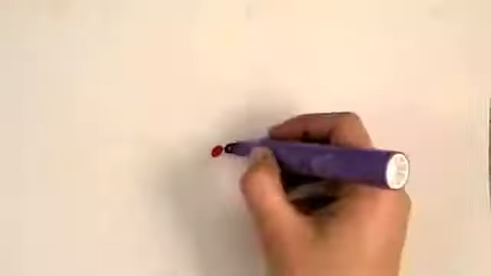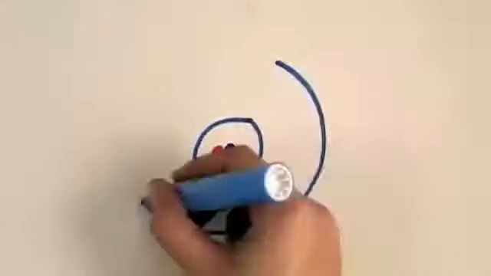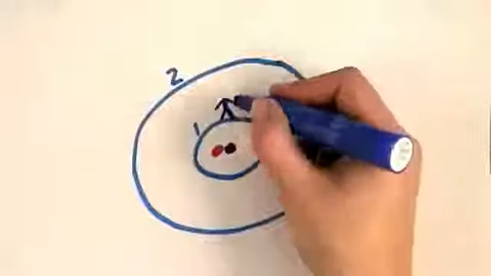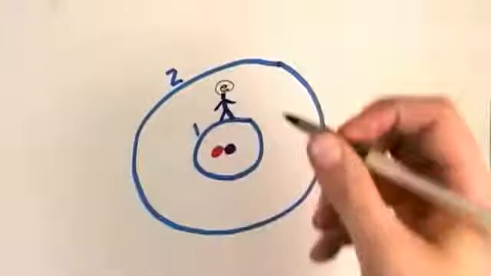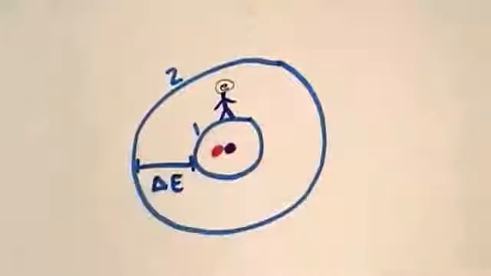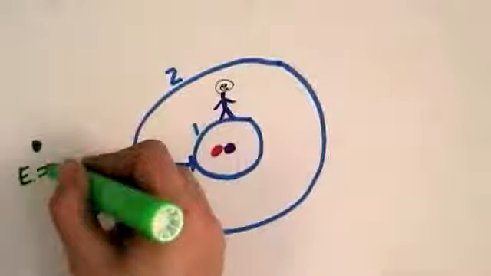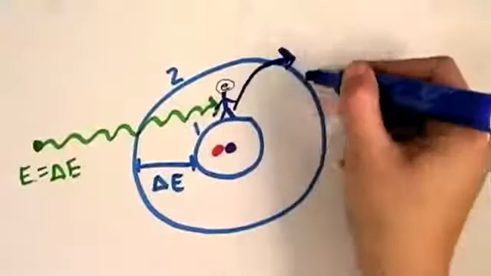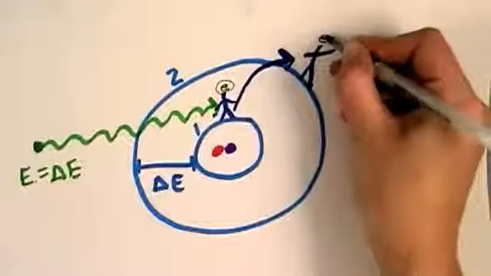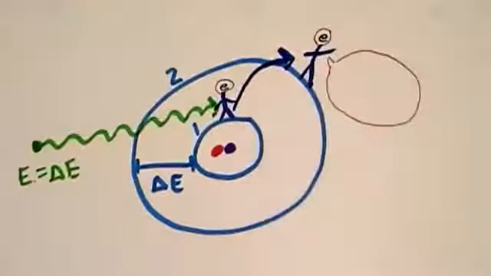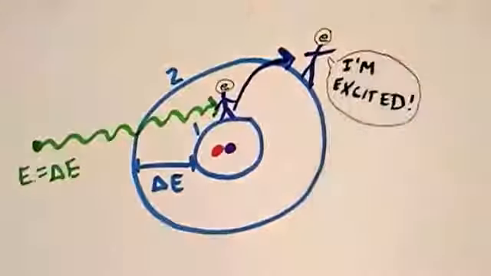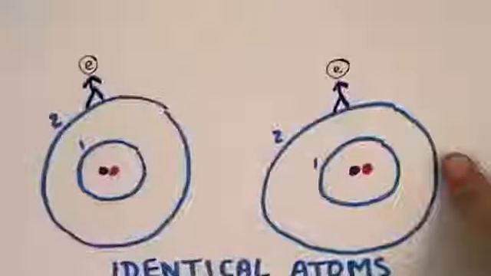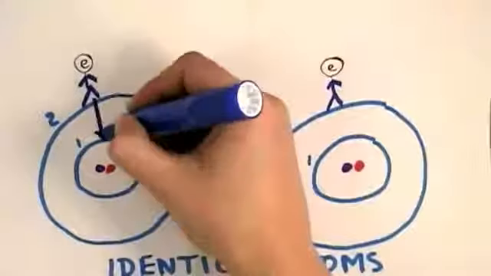For example, take an atom with two energy levels, call them 1 and 2, and an electron in energy level 1. Call delta E the amount of energy separating the two levels. When a photon with energy equal to delta E hits the atom, the electron can jump to the second energy level, becoming what scientists actually call excited. Correspondingly, an electron can jump down from level 2 to level 1 by emitting a photon with delta E amount of energy.